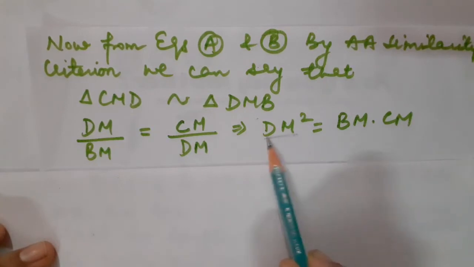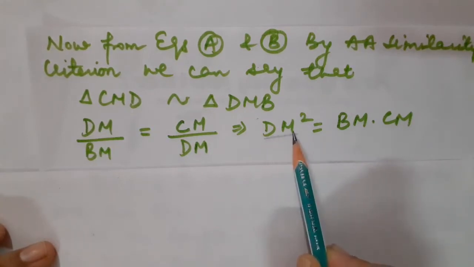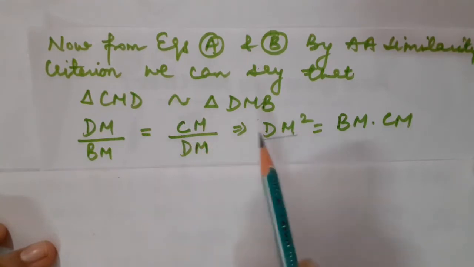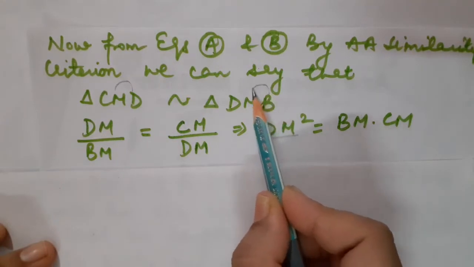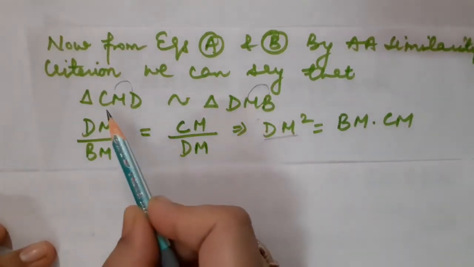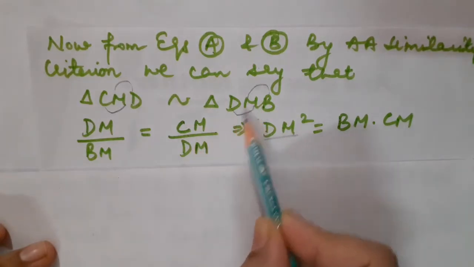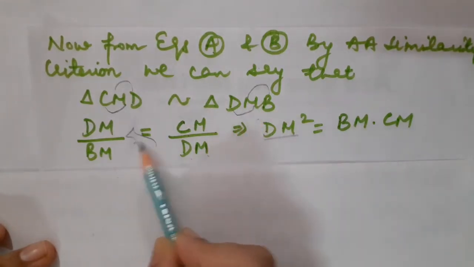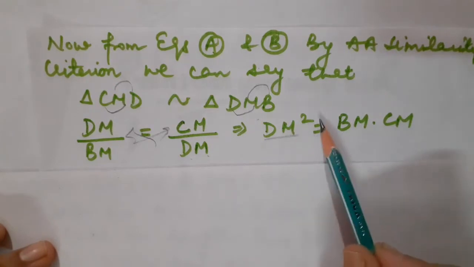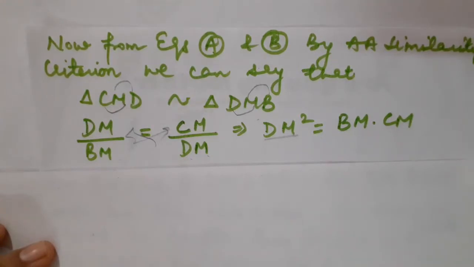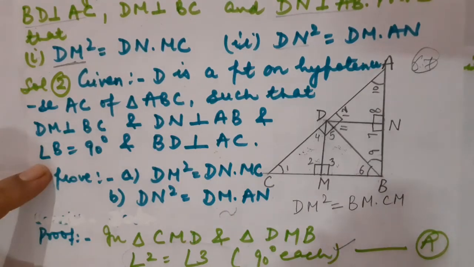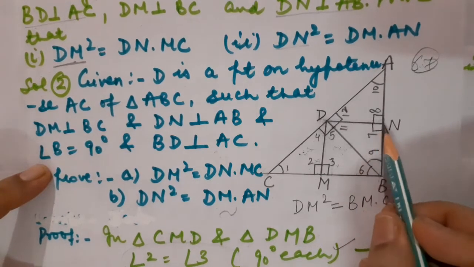But in to prove, what I want is DM square. So I have to take that very relation only which will give me DM square. So let us take DM upon BM is equal to CM upon DM. While cross multiplying, I have got DM square is equal to BM into CM. Correct? Now children, just look at the diagram. You will better understand through the diagram. We have proved that DM square is equal to BM into CM. Correct? Just look at here.